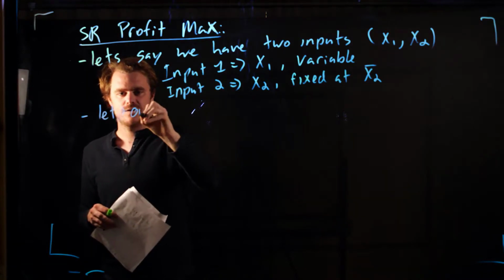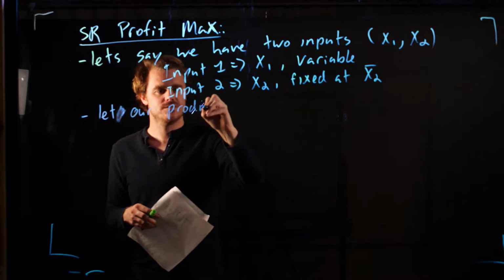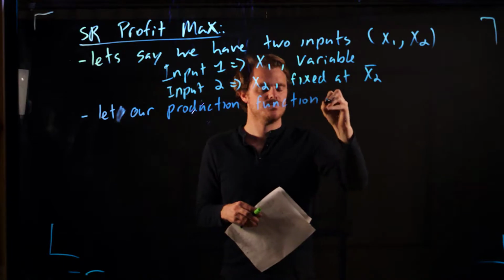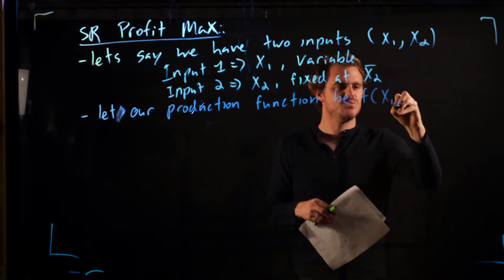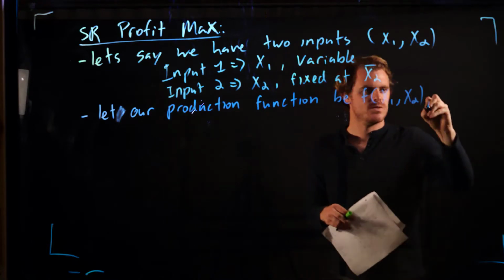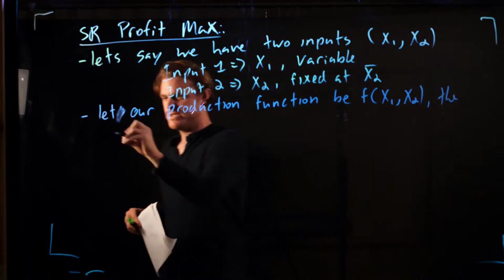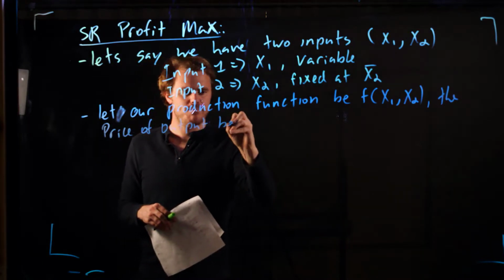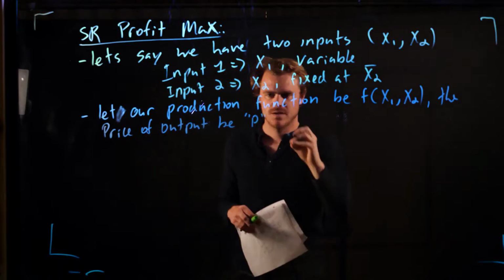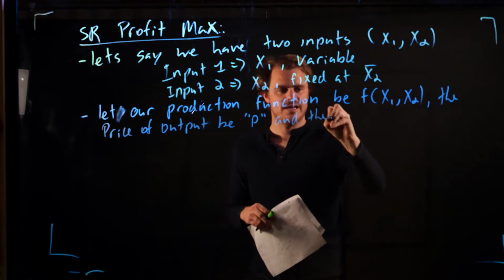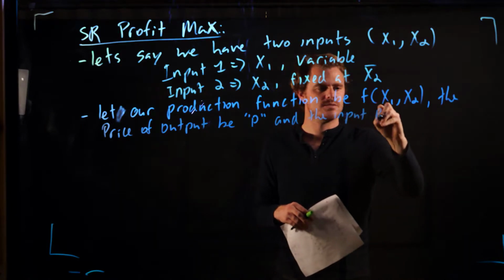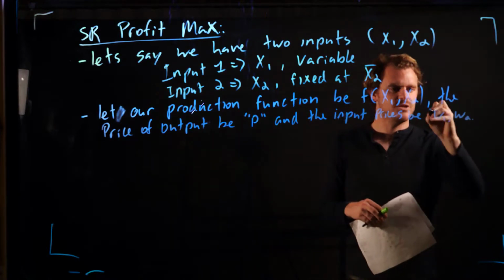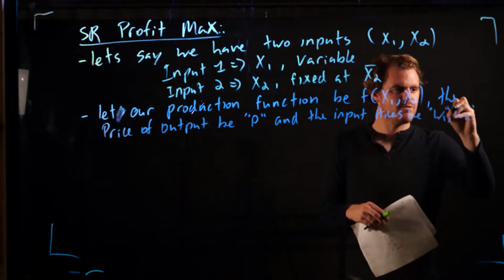Let our production function be f of x1, x2, the price of output be P, and the input prices be W1 and W2. So these are the two input prices. Remember, we were representing them by W's.